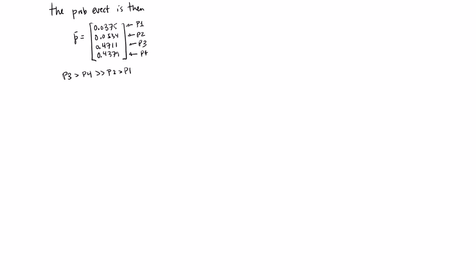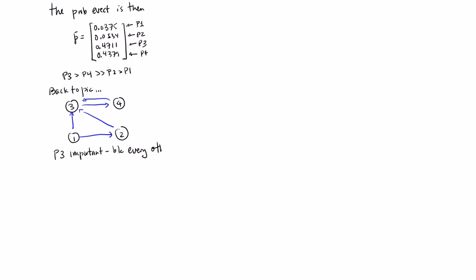Now, just to make sure that this makes sense, let's go back to the picture. So there's the picture. So let's see that this makes sense, right? So page 3, it makes sense that it's most important because everybody links to it. Right, so this is because every other page links to it. Now, clearly page 1 is the least important. This is because nobody links to it.